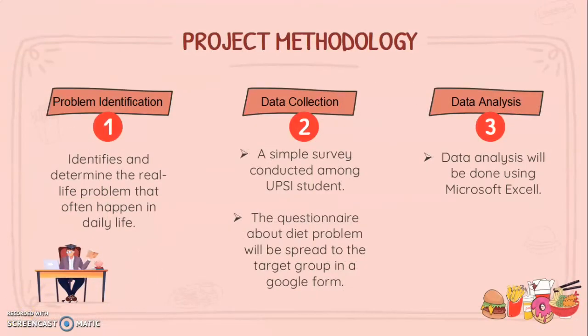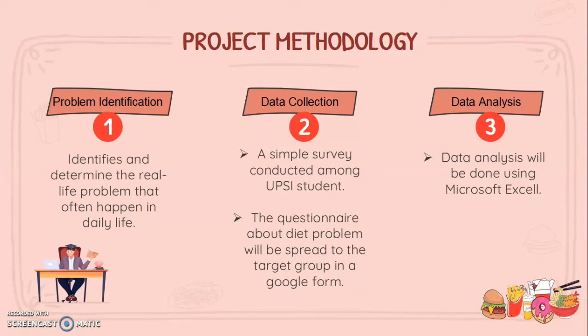Next, project methodology. There are three phases involved in this project. The first phase is problem identification. The second phase is data collection. And the third phase is data analysis. For problem identification phase, our group members will identify and determine the real-life problem that often happen in daily life, where in this project we choose diet problem as the real-life problem that often happen in daily life for students in UPSI.